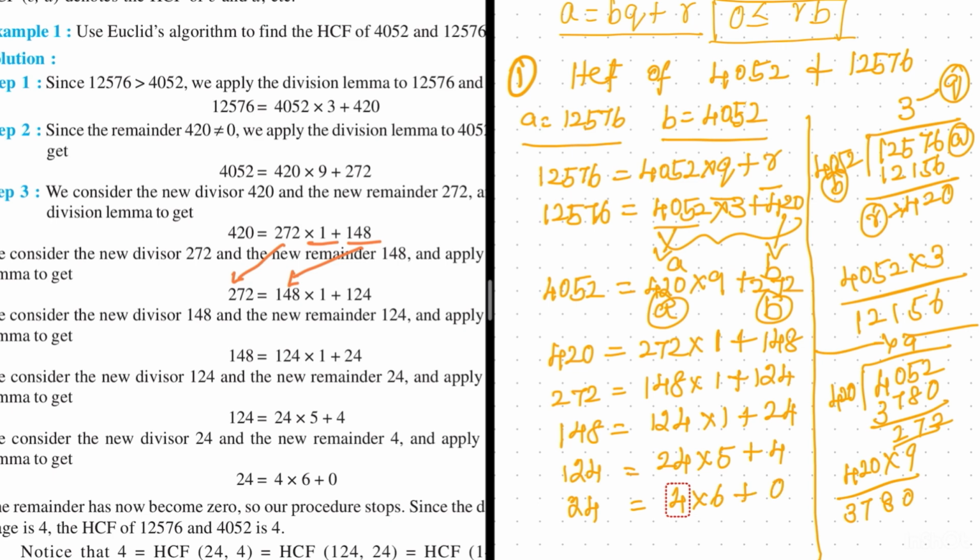This procedure we have to repeat till the remainder becomes 0. If the remainder becomes 0, then the divisor at that step is our HCF. So the procedure here in the book is given like this. First this is our A and this is our B. Again we are repeating the procedure by taking the RHS and considering A to be the larger number and B to be the smaller number.